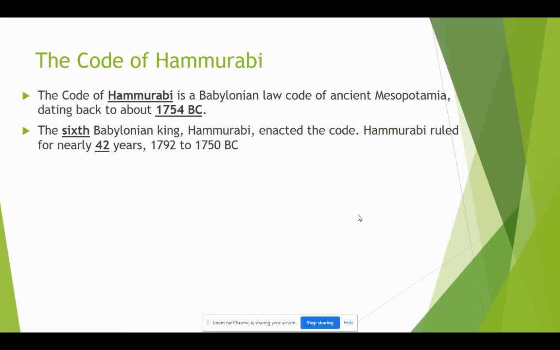He was not the first Babylonian king to create a law code. However, his is the most complete example that historians and archaeologists have been able to find. Hammurabi ruled for nearly 42 years, from 1792 to 1750 BC. He gained power through military campaigns and brought Mesopotamia to its height in power and influence.